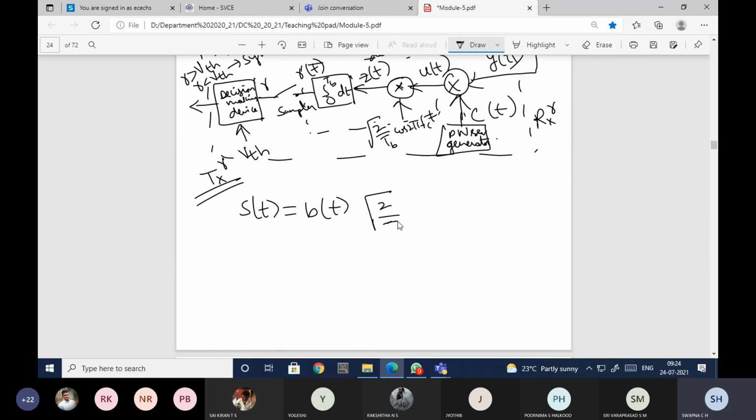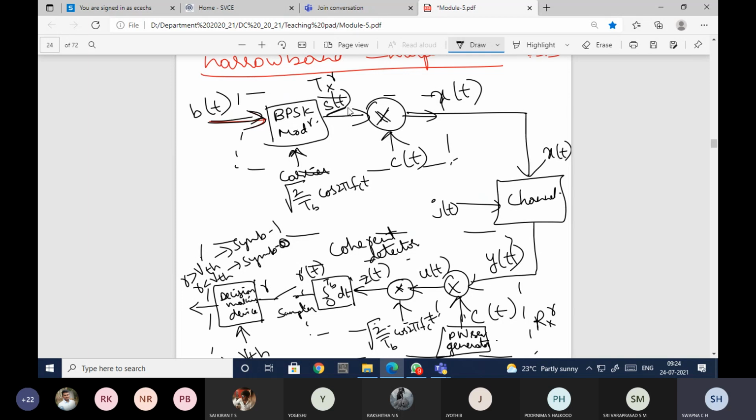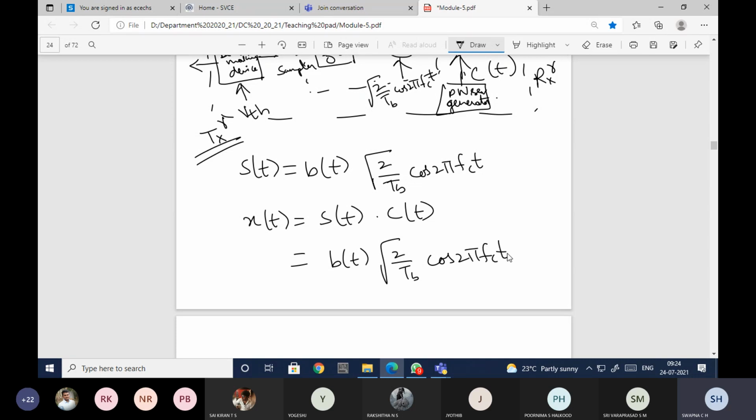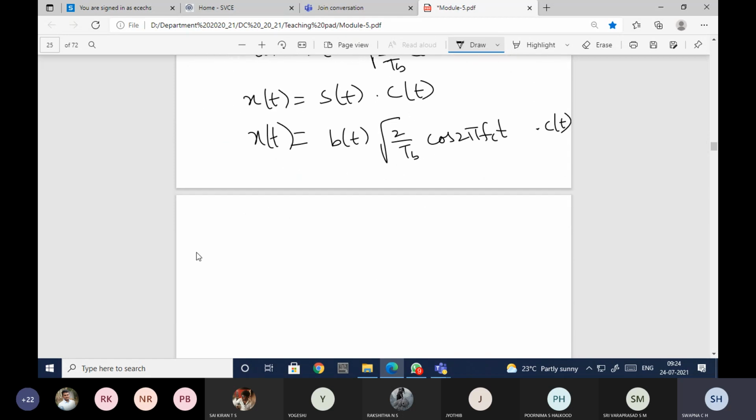Root 2 by Tb cos 2 pi fct. This is what your s of t value. And this s of t is getting multiplied with c of t, so that I'll get x of t. So x of t is nothing but s of t multiplied with c of t, where s of t is nothing but b of t root 2 by Tb cos 2 pi fct, into c of t. Okay, so this is what your x of t. This x of t is given to the channel.